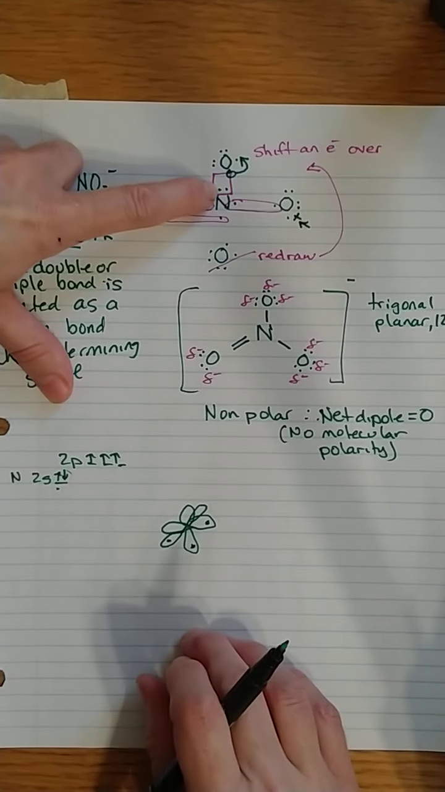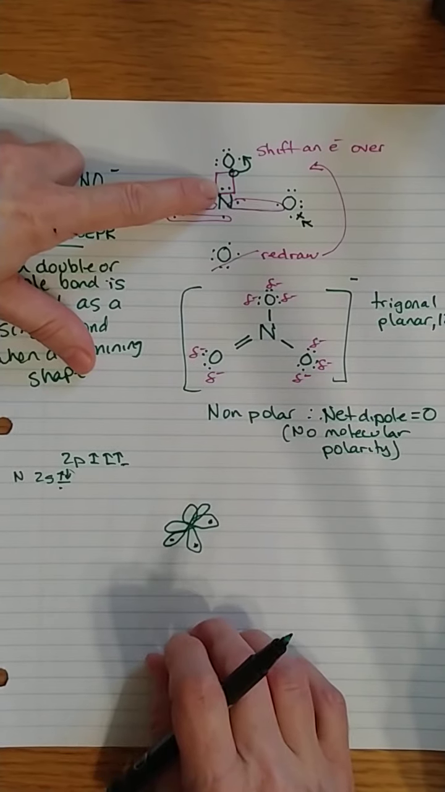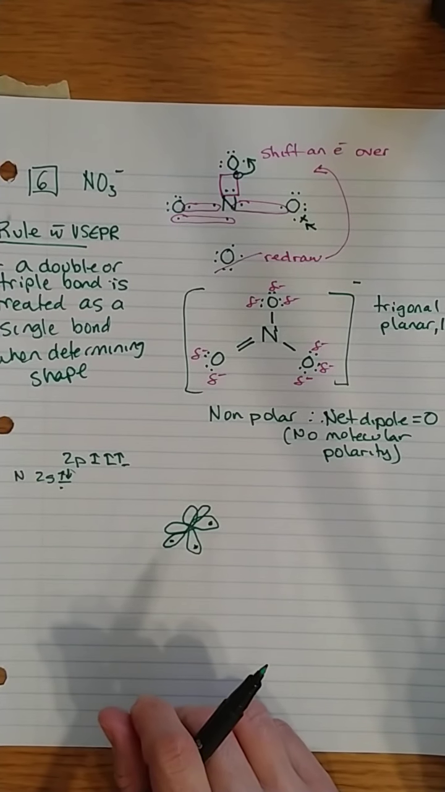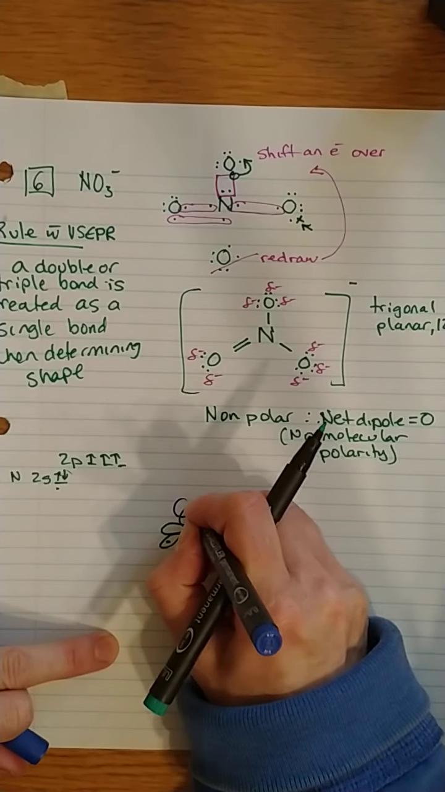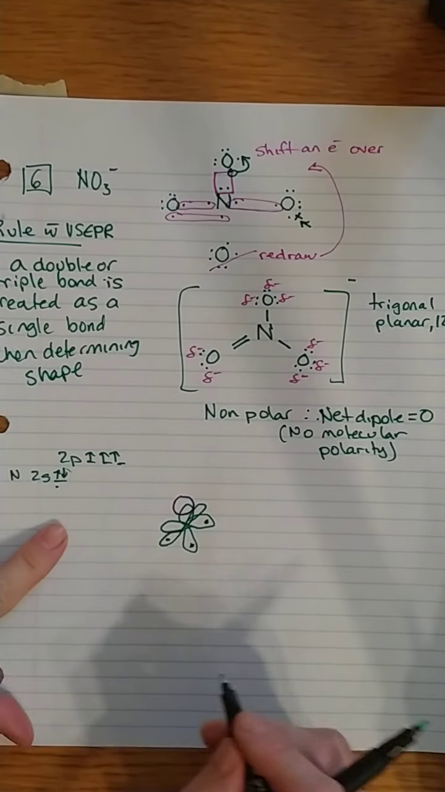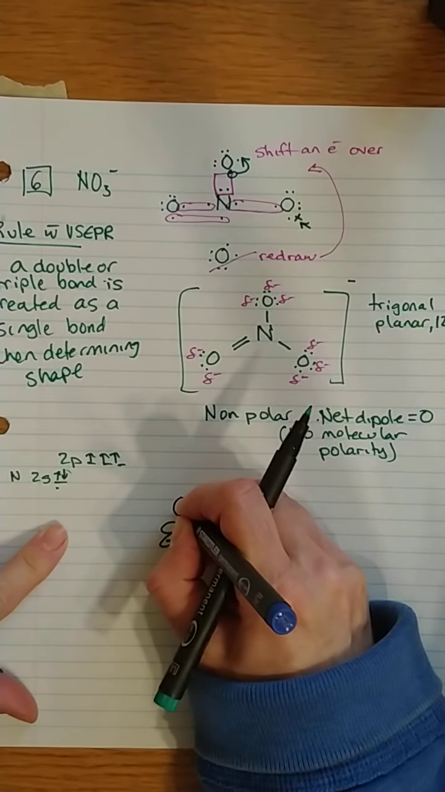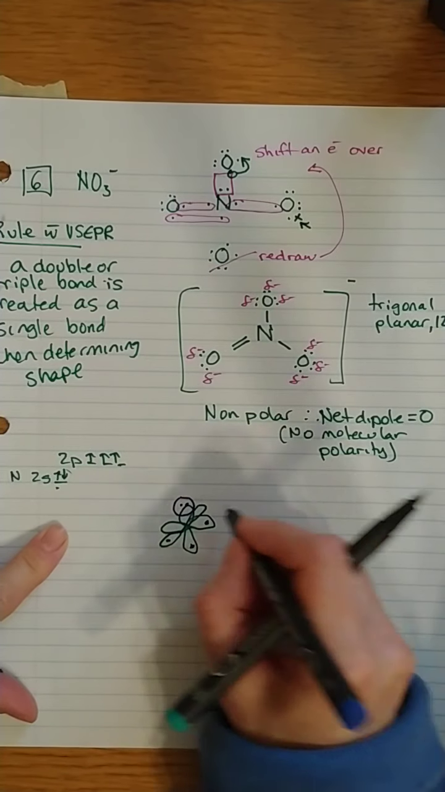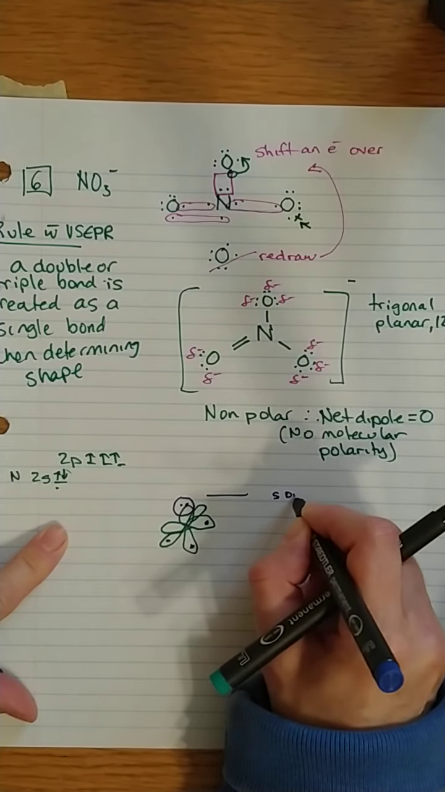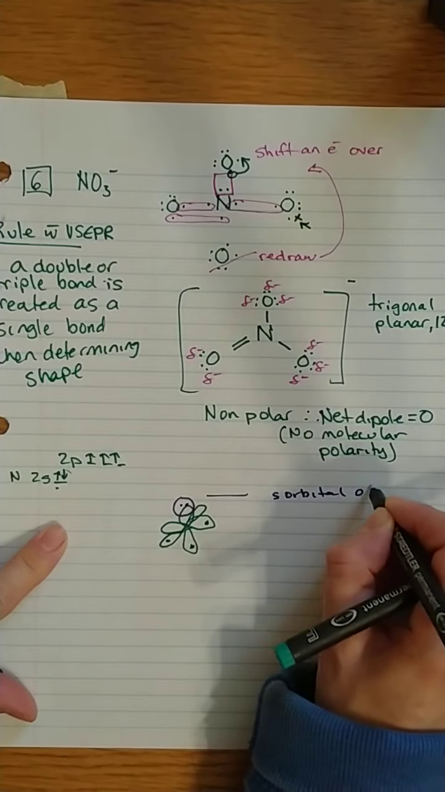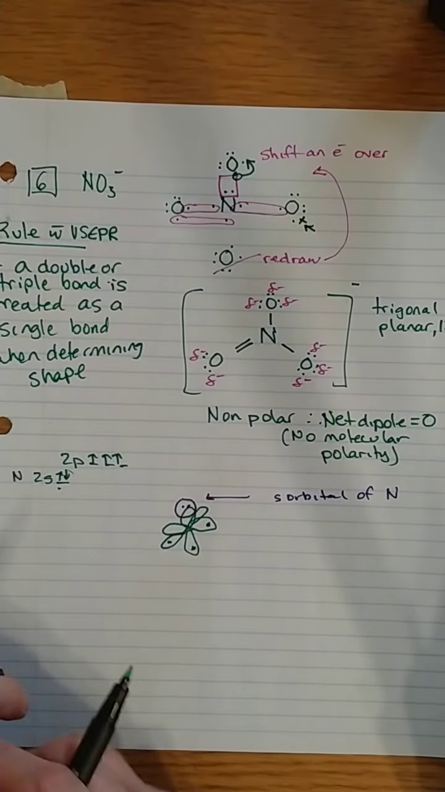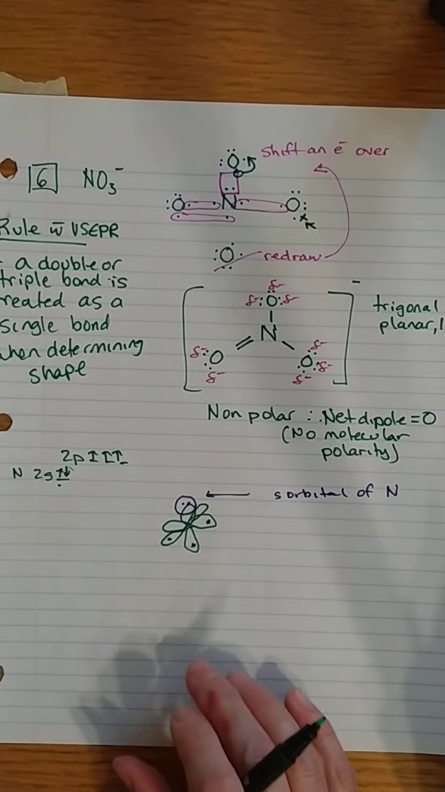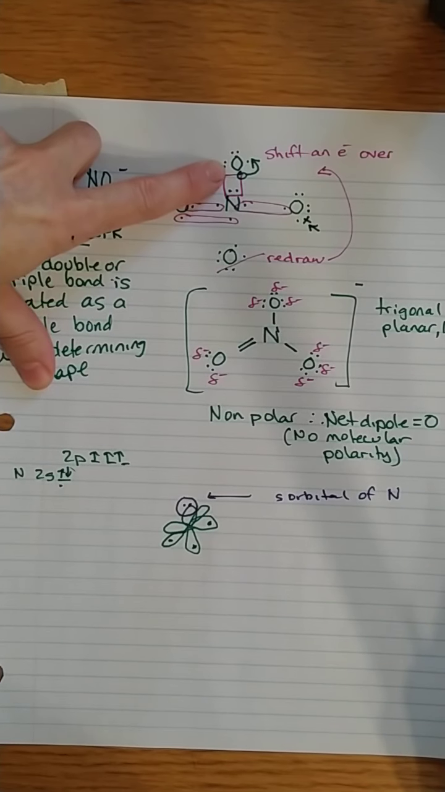But the s orbital is also participating. So I'm going to draw that in a different color. The s orbital is somewhere up here in this 3-dimensional mess, and it has 2 electrons in it. So this is the s orbital of nitrogen. Okay, and we have to draw it in because we're actually using it to bond with the oxygen.